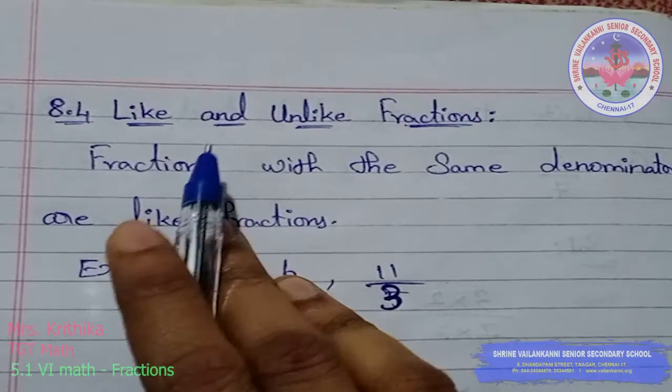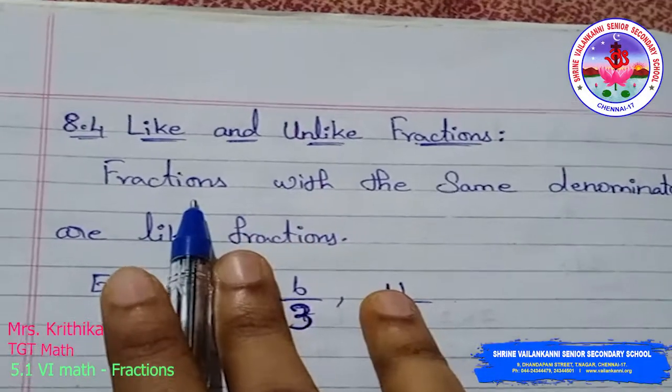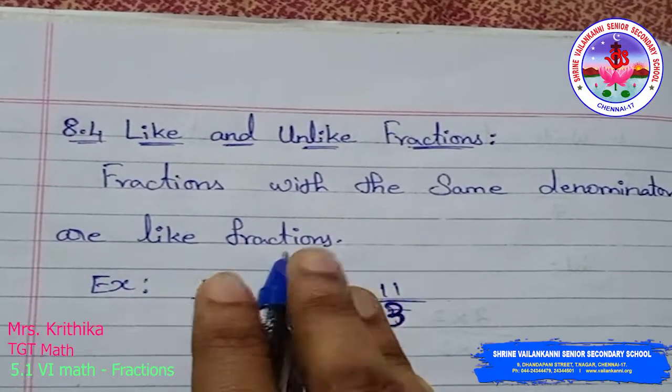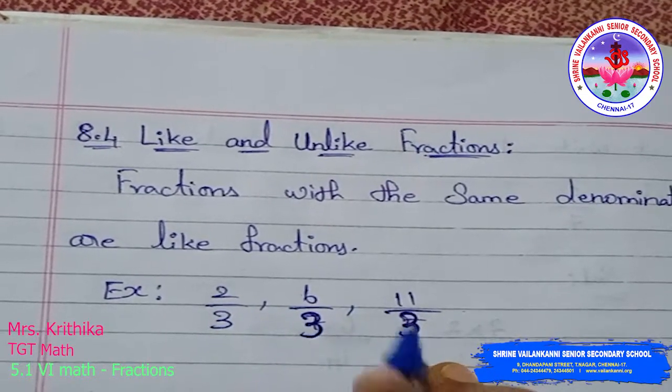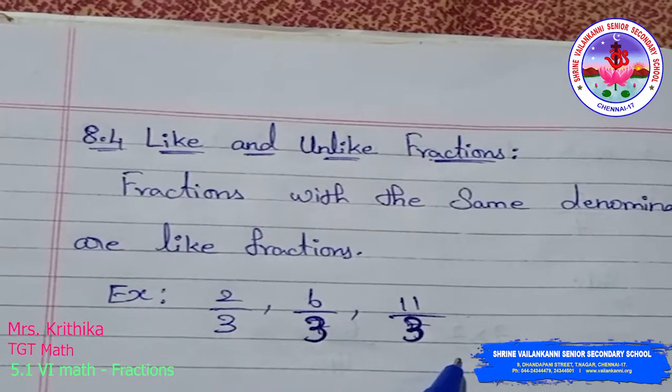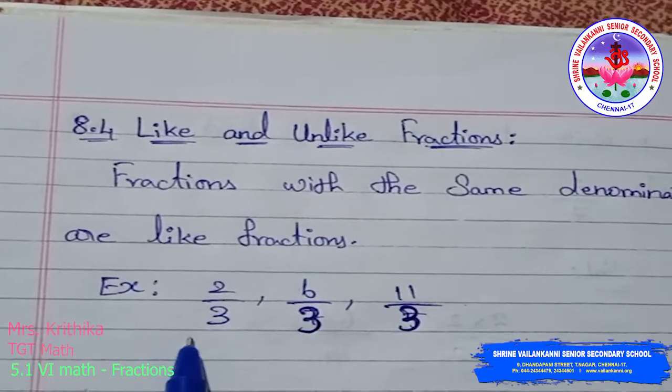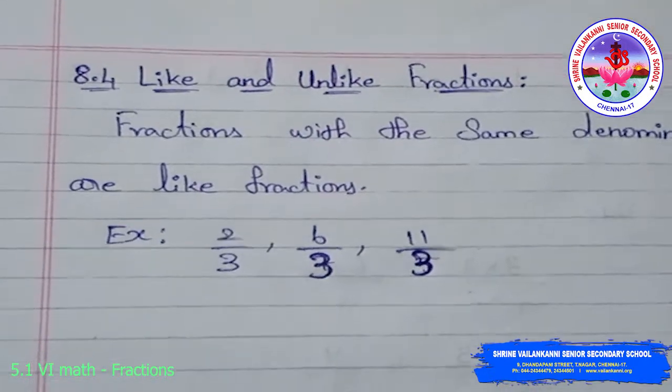Exercise 8.4, like and unlike fractions. Fractions with the same denominator are like fractions. For example, 2 by 3, 6 by 3, 11 by 3. Here the denominators are common, so these are like fractions.